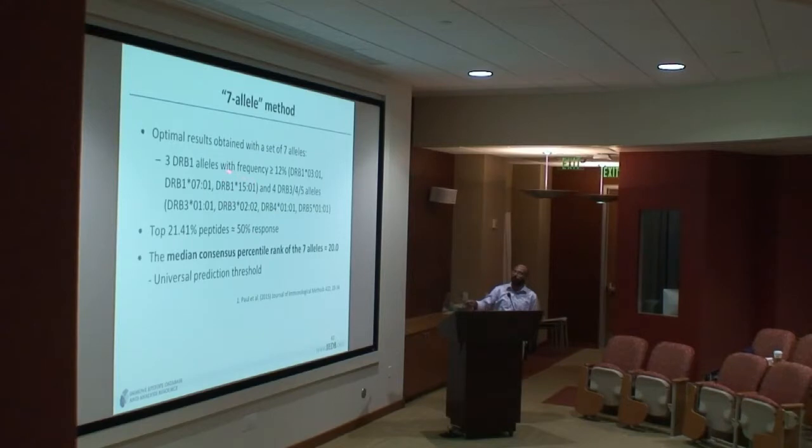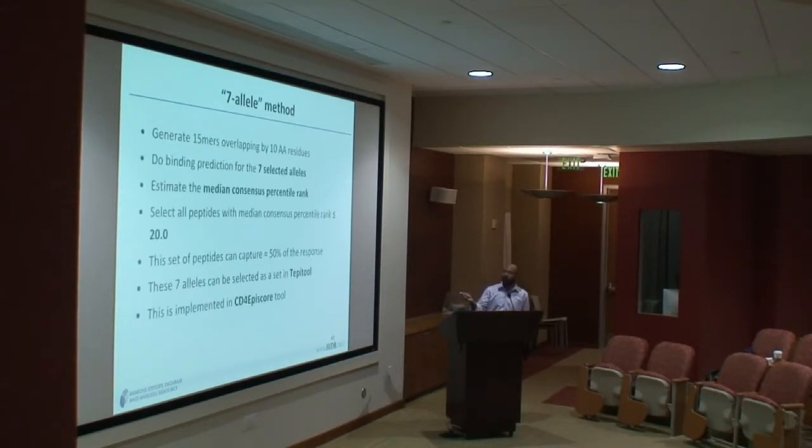basically 3 DRB1 alleles with frequency of more than 12% and DRB3, DRB4, and DRB5 alleles, around the top 20% of peptides could capture 50% of the immune response. The median consensus percentile rank for the 7 alleles corresponded to roughly 20. So this is a method that we recommend to select top immunogenic peptides from a set of peptides.